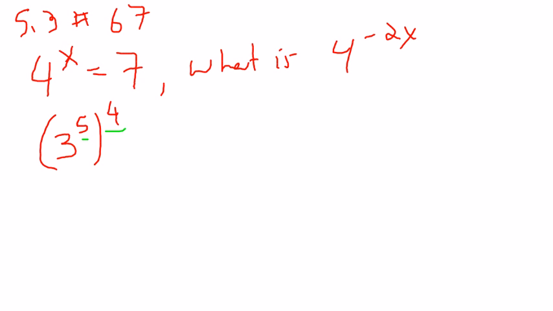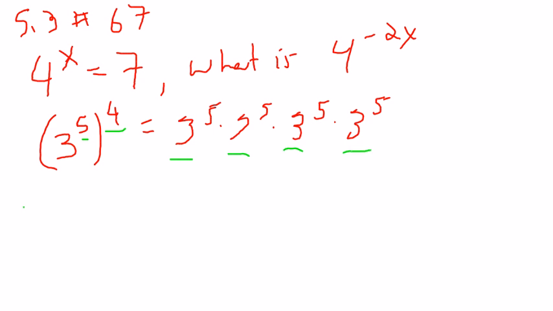The reason that is true is because this is really 3 to the 5th times 3 to the 5th times 3 to the 5th times 3 to the 5th. Notice it's 3 to the 5th to the 4th, so it's 4 of the 3 to the 5ths, which, if I've got 4 of the 3 to the 5ths, then there's actually 5 of them times another 5 of them times another 5 of them times another 5 of them. So, that's 20 of them. That's always going to work where I multiply the 4 by the 5. So, that is equal to 3 to the 20th.